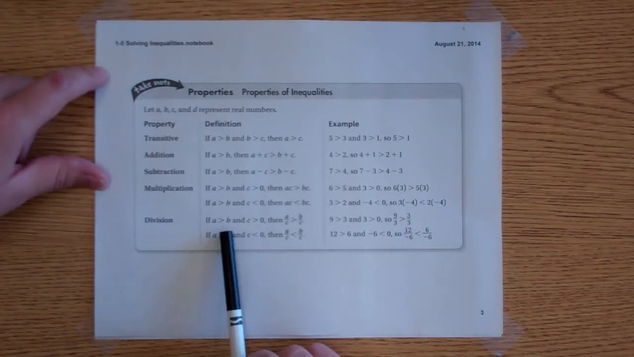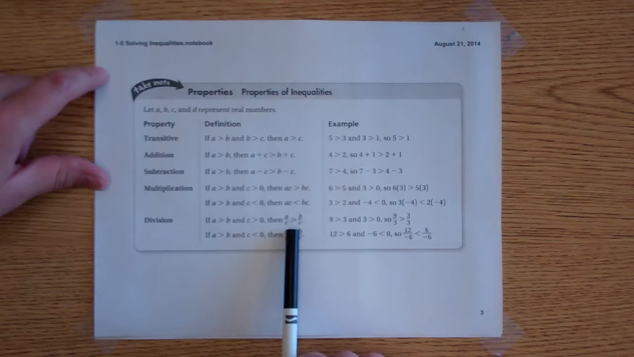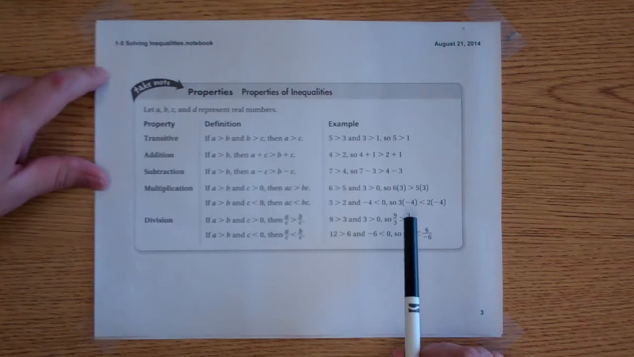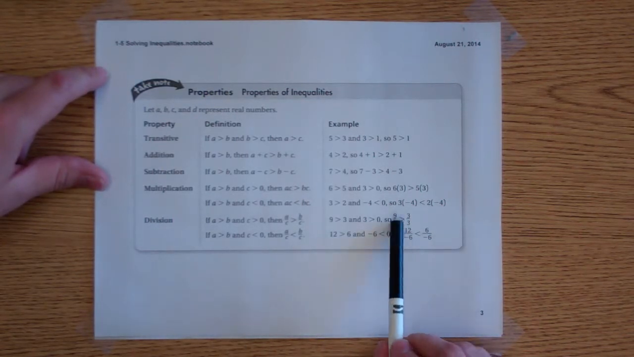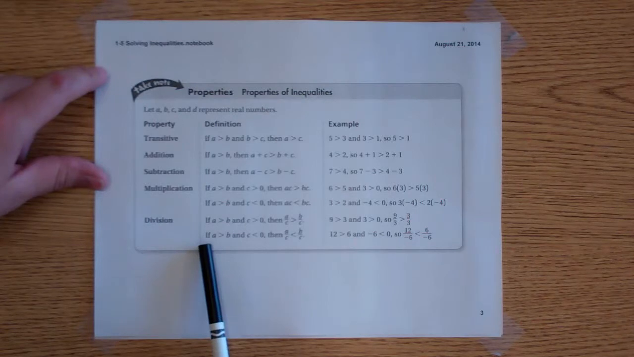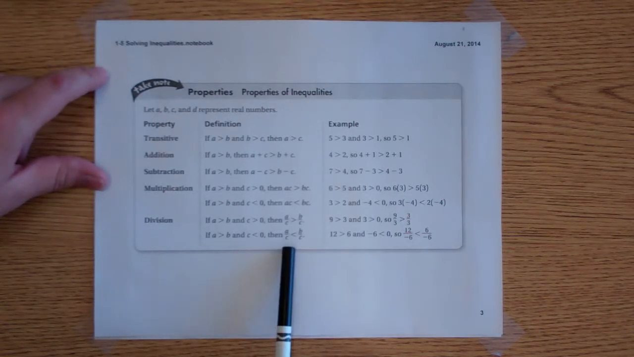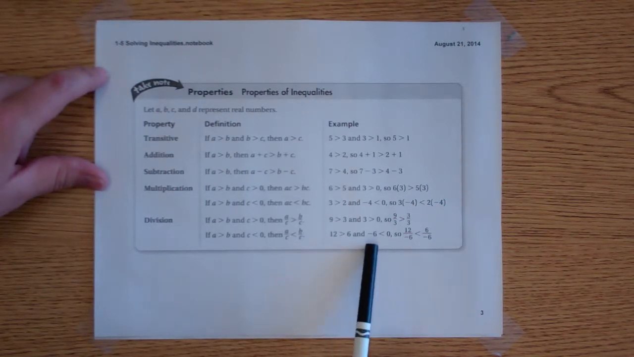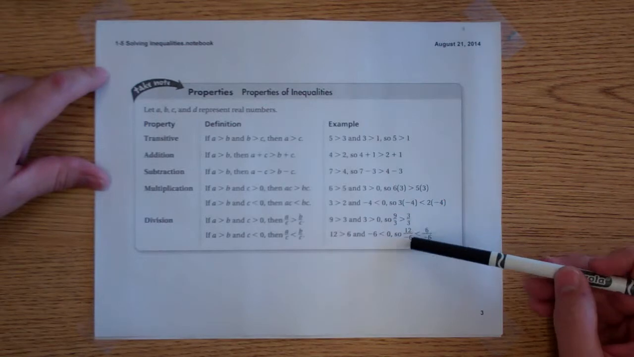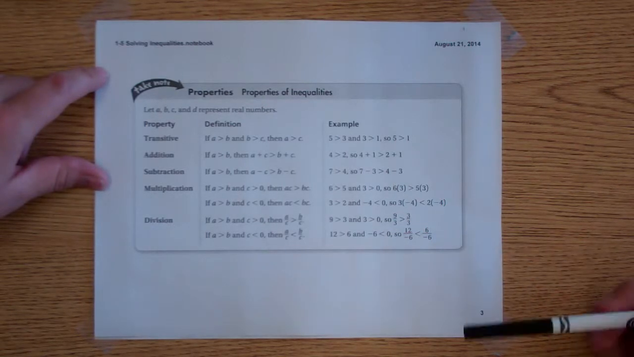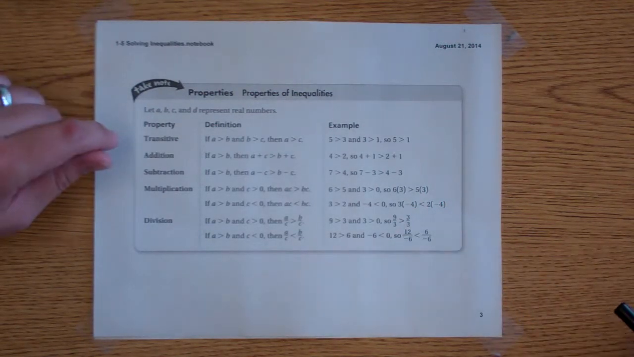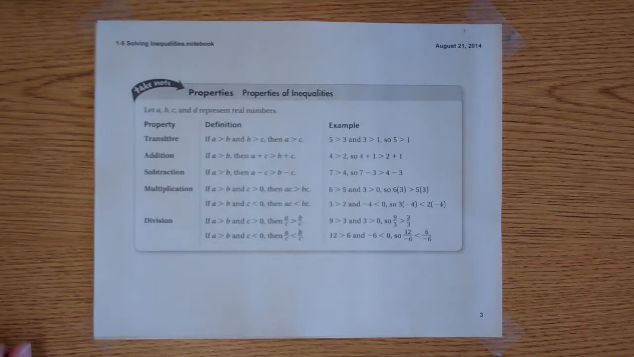And division: if A is greater than B and C is greater than 0, then A divided by C is greater than B divided by C. So 9 is greater than 3, 3 is greater than 0, so 9 over 3 is greater than 3 over 3, because this is 3 and that is 1. And then if A is greater than B and C is less than 0, then A over C is less than B over C. So if 12 is greater than 6 and negative 6 is less than 0, then 12 over negative 6 is less than 6 over negative 6, because this would be negative 2, whereas this would be negative 1, and negative 1 is greater than negative 2. Make sure you have these properties written down as well. You're going to need to refer back to them.